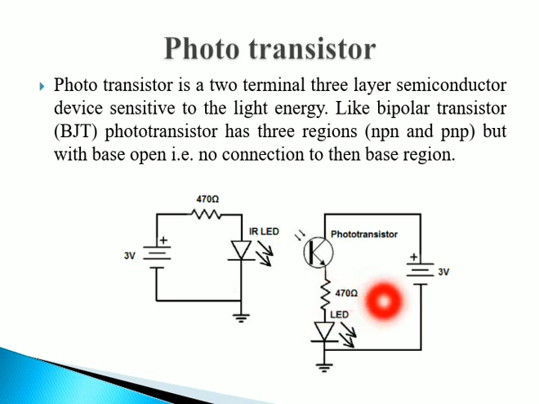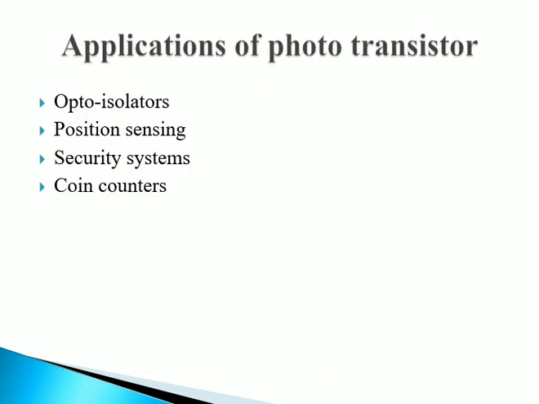When light is incident on the junction, there are photo-induced carriers which constitute the photo-induced current, plus the thermally generated carriers, that is, the reverse saturation current. Therefore, whenever you apply light, the total collector current will be the combination of the photo-induced carriers plus the reverse saturation current. The applications of phototransistors are in opto-isolators, position sensing, security systems and coin counters.